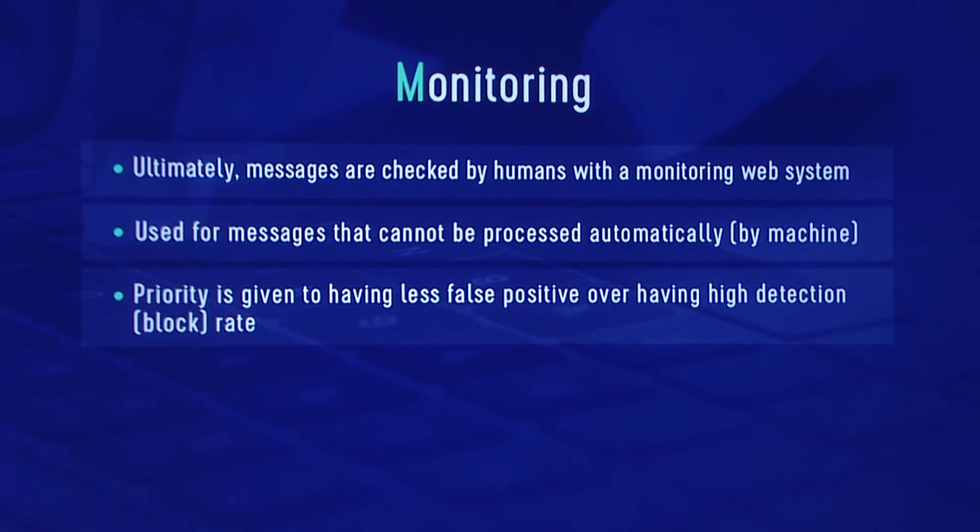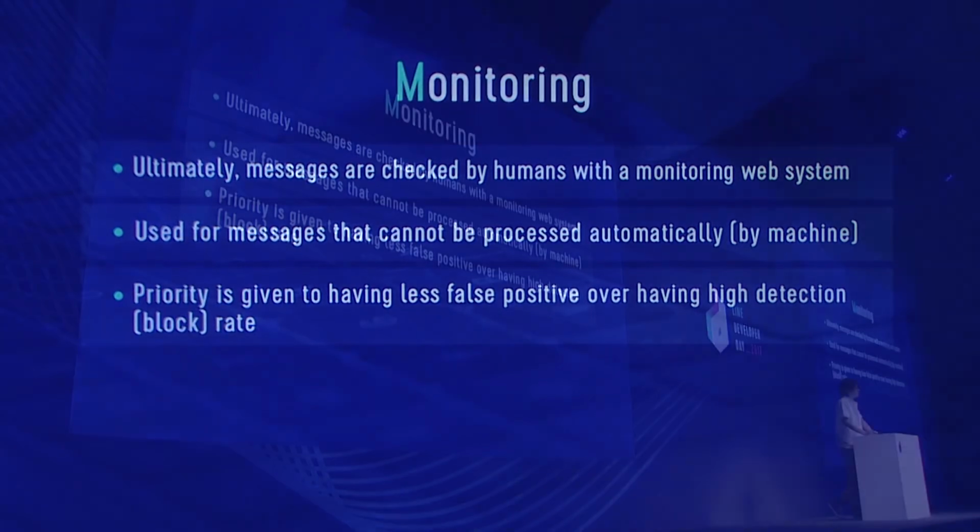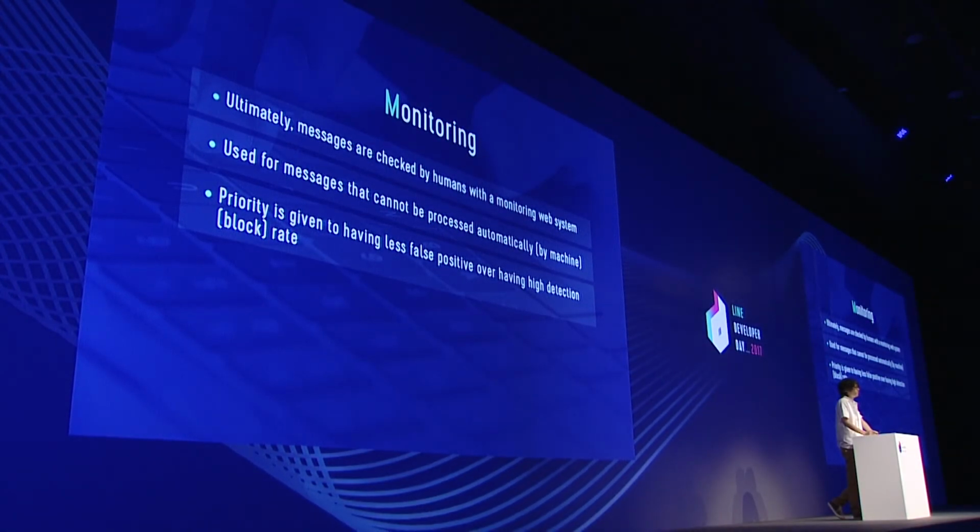And lastly, I'd like to comment on monitoring, where actual judgment is being done by humans. So the machine learning blocking is done by the machines. And there we can reduce 80 to 90% of the spam messages. The remaining 10 to 20% are handled by human judgment.